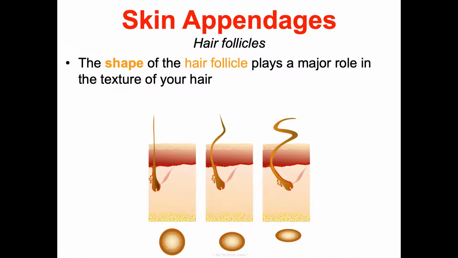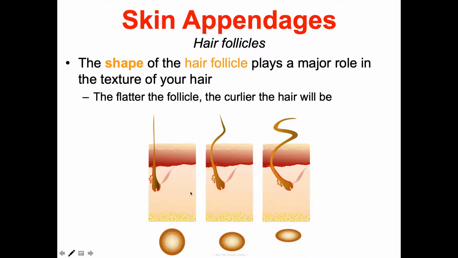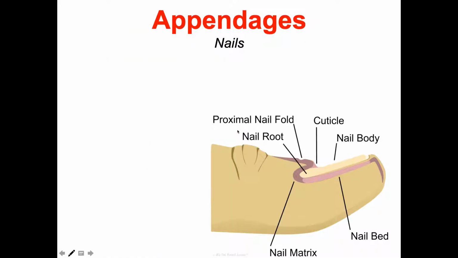Okay, one last thing, which I just think is interesting, so I want to share with you. The shape of your hair follicle plays a really major role in the actual texture of your hair. So if you notice these hair follicles down here, notice the angle of them is all different, and that's affecting how the hair shaft is bending. So the flatter the follicle, the curlier the hair will be, the more it's laying down sideways. If it's straight up and down, you're going to get straight hair. If it's tilted, you'll get wavy, and the flatter it is, the more curly it will be. That's what it's looking like as well. I thought that was fun.